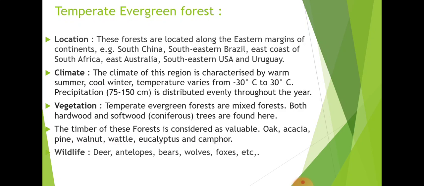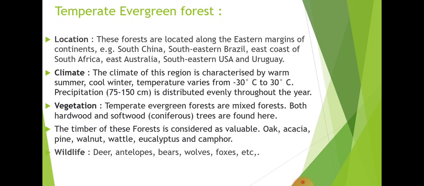Now we have to see the vegetation found over here. The temperate evergreen forests are mixed forests, meaning they have hardwood as well as softwood. Most of the softwoods are coniferous trees. So what are coniferous trees? Those trees which are found at higher altitudes. There are some trees like oak, acacia, pine, walnuts, wattle, eucalyptus, and camphor. So many trees found in these regions are very valuable.